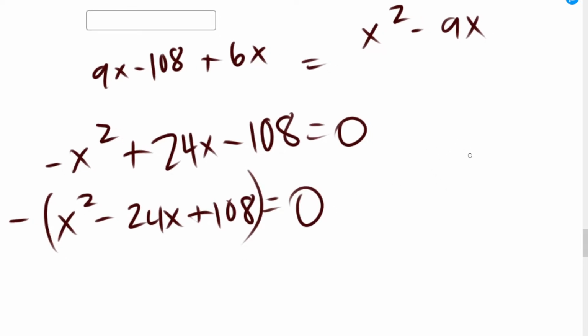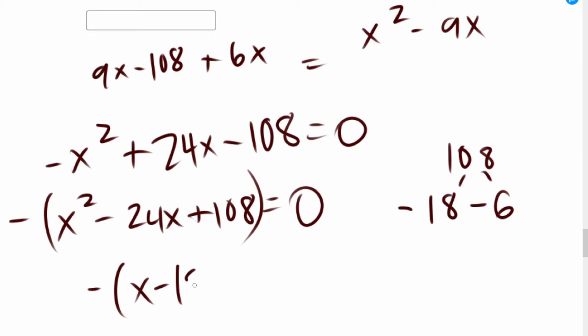Now we can do the AC method. So 108. Let's see. Does 24 go into 108? Probably not, but I bet maybe like 28 and 4. Nope, not 28 and 4. 108 divided by 12. Nope. 14. Nope. 16. Nope. 18. 18 and 6. That looks like a lucky number. So 18 and 6 both go into that. Both will be negative, it's hippo butts. So we'll have negative x minus 18 times x minus 6.